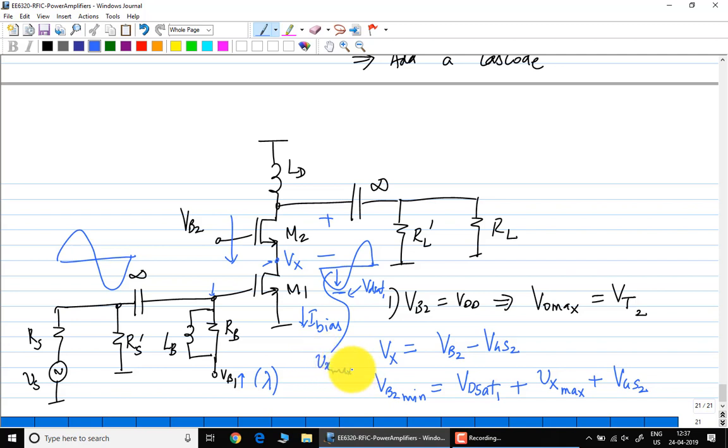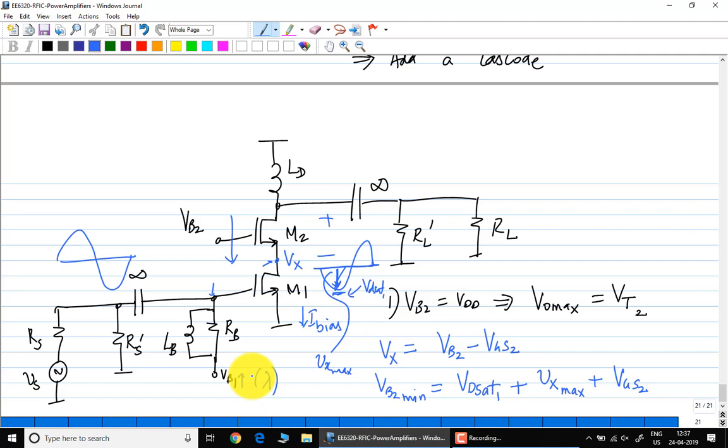Correct? We are going to design it such that at the lowest possible swing, you are just at VDSat1. At that point, you add VDSat1 plus Vx max, which gives you this bias voltage. That plus VGS2 will give VB. It can swing above that, no problem.